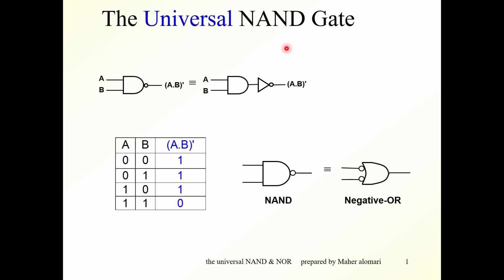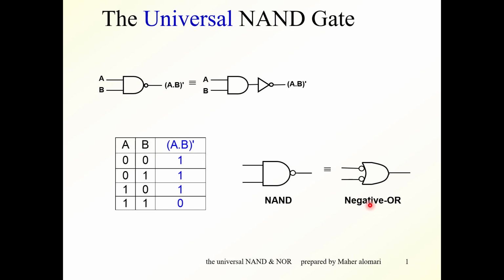The universal NAND gate. You remember that the NAND gate is an AND followed by an inverter. And the output of that is equal to A ANDed with B, complemented. And this is the truth table for that. This here is another way to represent the NAND gate.